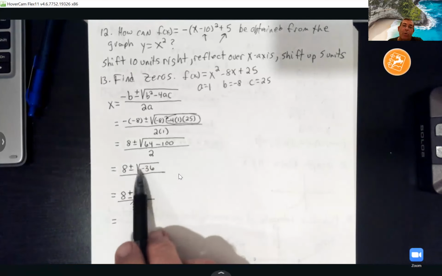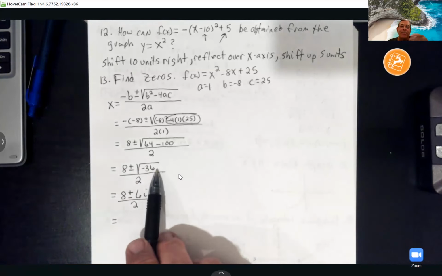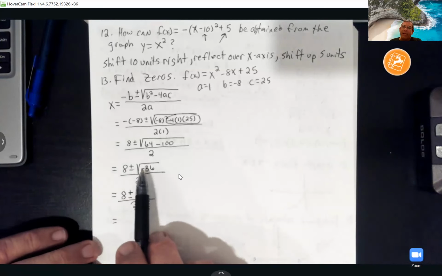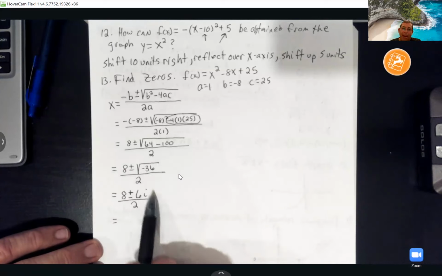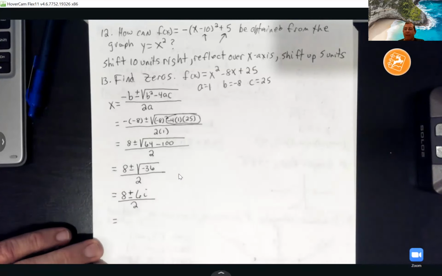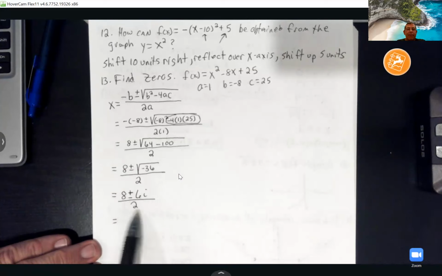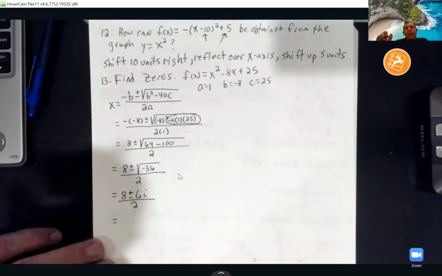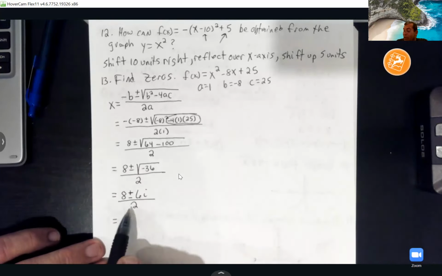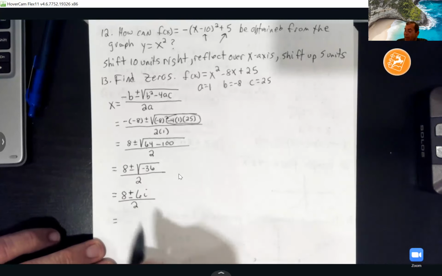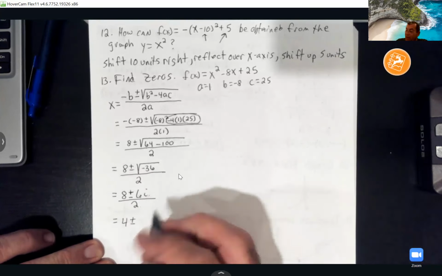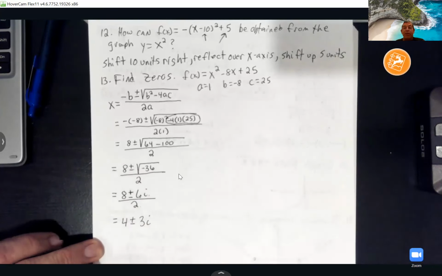So y'all are going to have a perfect square under here, a 36, a 25, a 49, or something like that. But remember, when that thing's negative, you're going to get an imaginary answer out of that. Now, the last step: both of these numbers on top, divide by 2. Sort of like y'all did with them h's a while ago. So this 2 affects everybody. 8 divided by 2 will give me a 4 plus or minus 6i divided by 2 gives me a 3i.